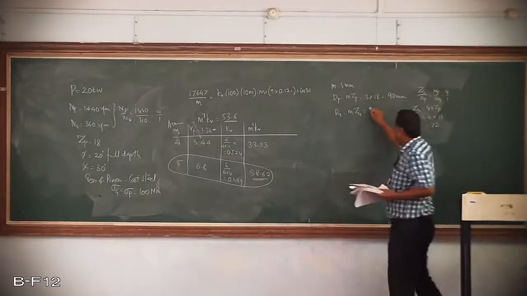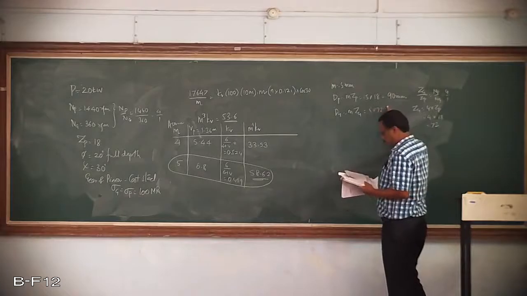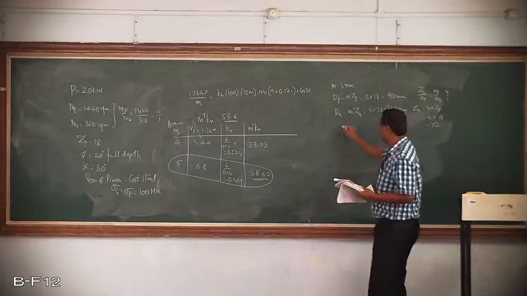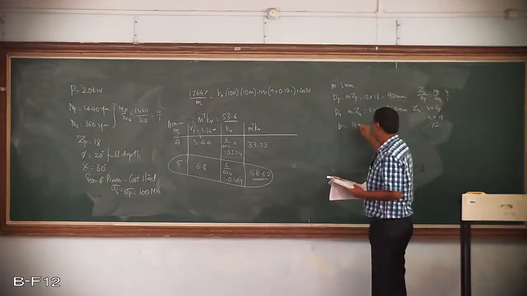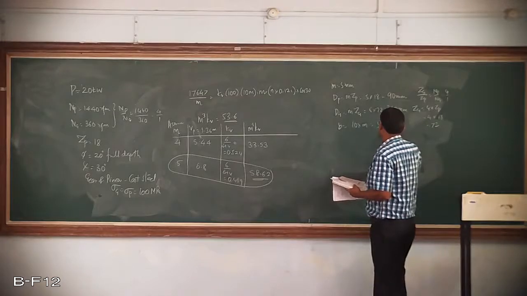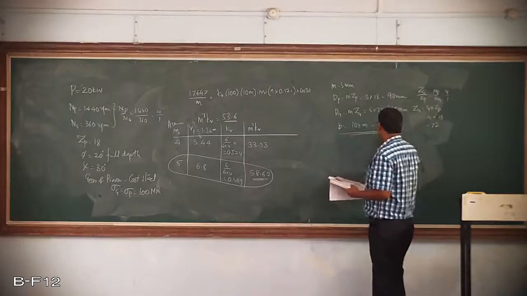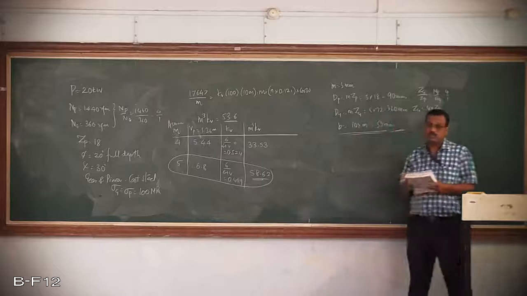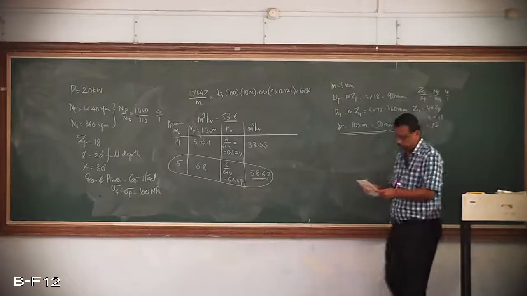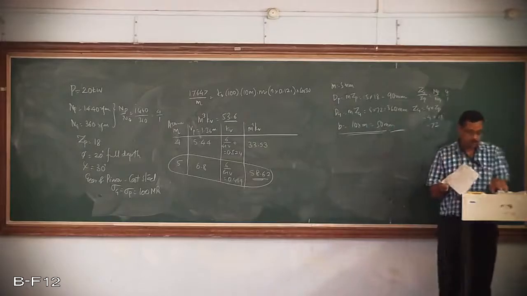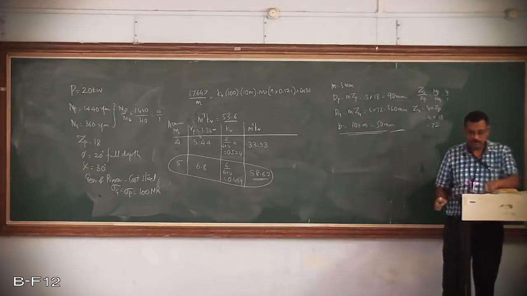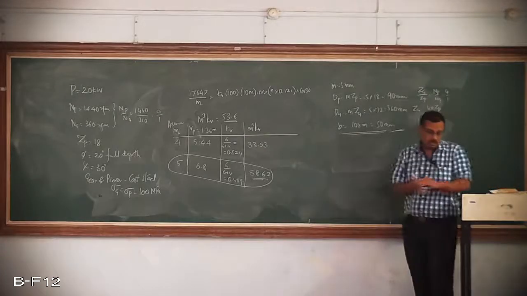Therefore, it will be 5 into 72, which is 360 millimeters. Similarly, the face width is 10 times the module. Module is 5, 10 into 5 is 50 millimeters. These are the dimensions of the gear based on the static strength asked in the numerical. Clear with it? Hope it is clear. Just practice it and see if you have any difficulty.